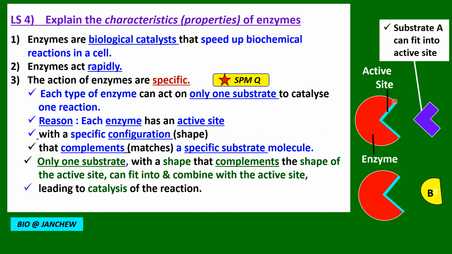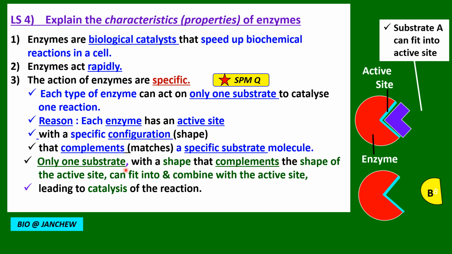The blue color lines represent the active site of this enzyme with a specific shape, like an inverted V shape like this, that complements a specific substrate, matches a specific substrate, like substrate A. So when the shape of the active site complements the shape of the substrate molecule, then the substrate molecule can fit into the active site like this, and then catalysis can occur. Okay, the reaction can be catalyzed and can occur quickly.